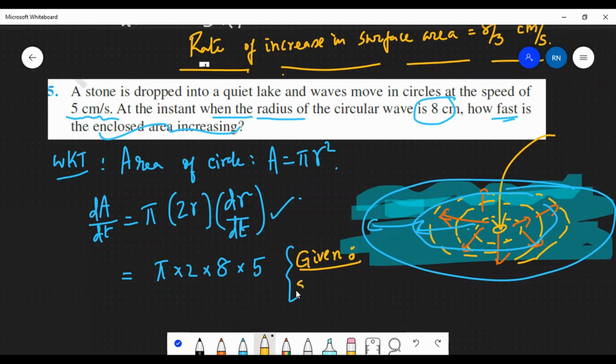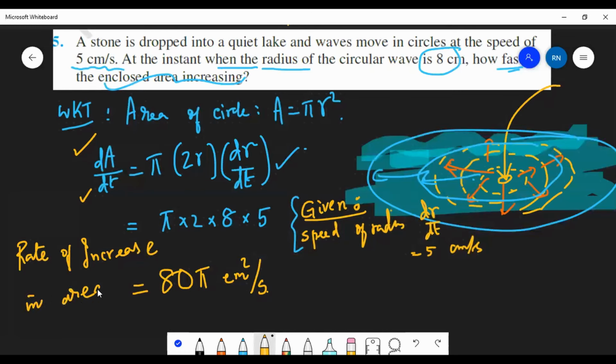Given, speed of radius, meaning dr by dt is 5 is given. So we are substituting. So once you substituted all values, you got the answer. Very simple. Write the answer. I told you in simple form 80 pi and mark the unit for area, unit for time. Centimeter square per second. This is the rate of increase in area. Rate of increase in area.